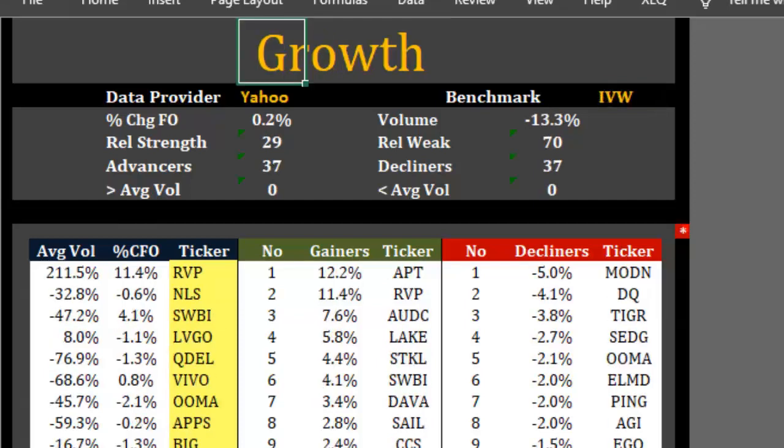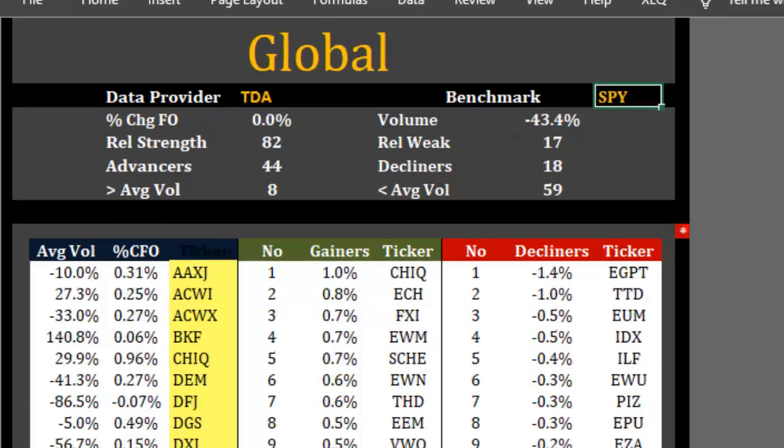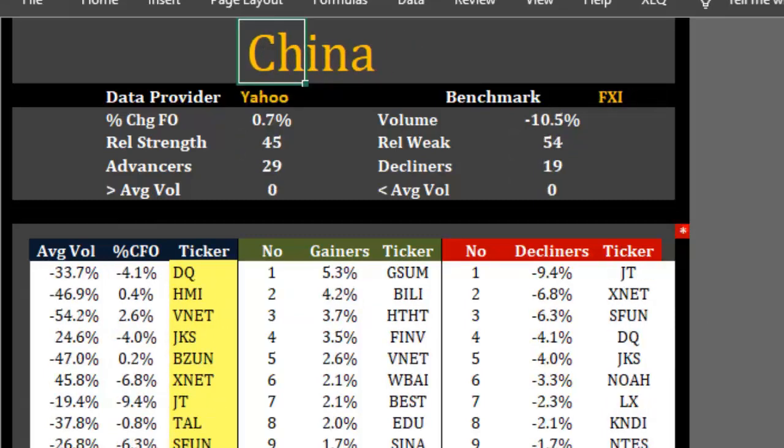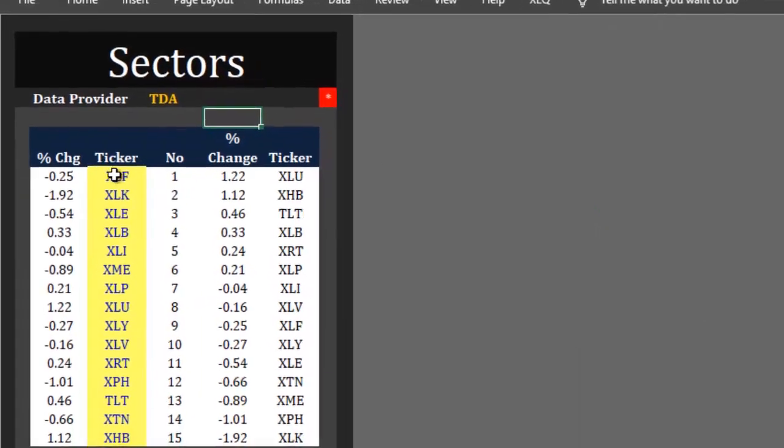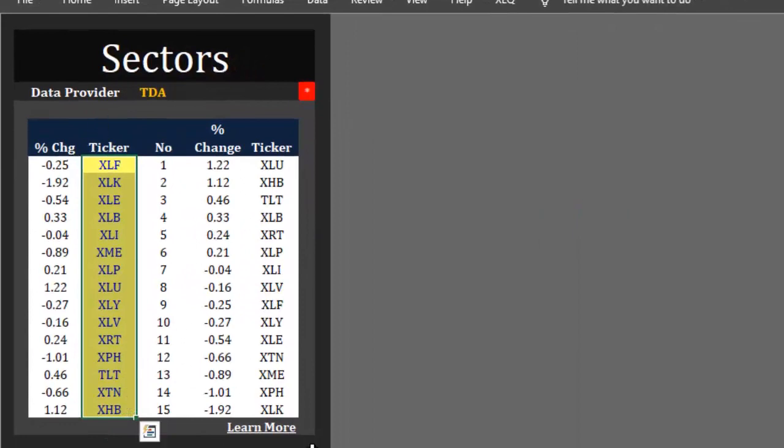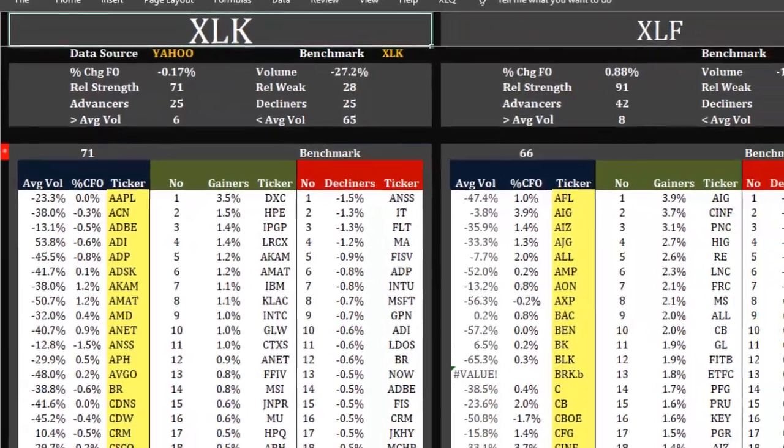But all 3 of the special watch lists can be changed. On this one we have global ETFs, China, and growth stocks. Here's the quick sector. These ETFs in the yellow column can be changed. Again, you need to put a data provider in there. The sector page probably has the most data.